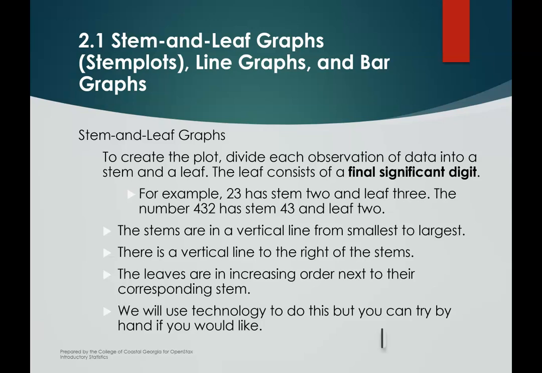But we need to divide each observation of data into a stem and a leaf. The stem consists of all but the final significant digit. So it's really kind of laying it out according to place value. For example, 23 has a stem of 2 and a leaf of 3. The number 432 has a stem of 43 and a leaf of 2. The stems are in a vertical line from smallest to largest. There's a vertical line to the right of the stems. The leaves are in increasing order next to their corresponding stem.